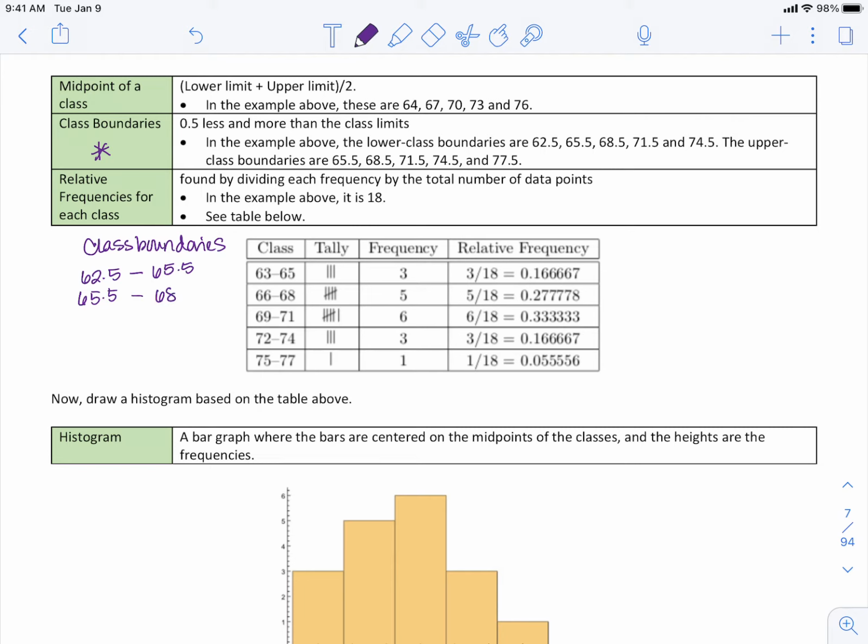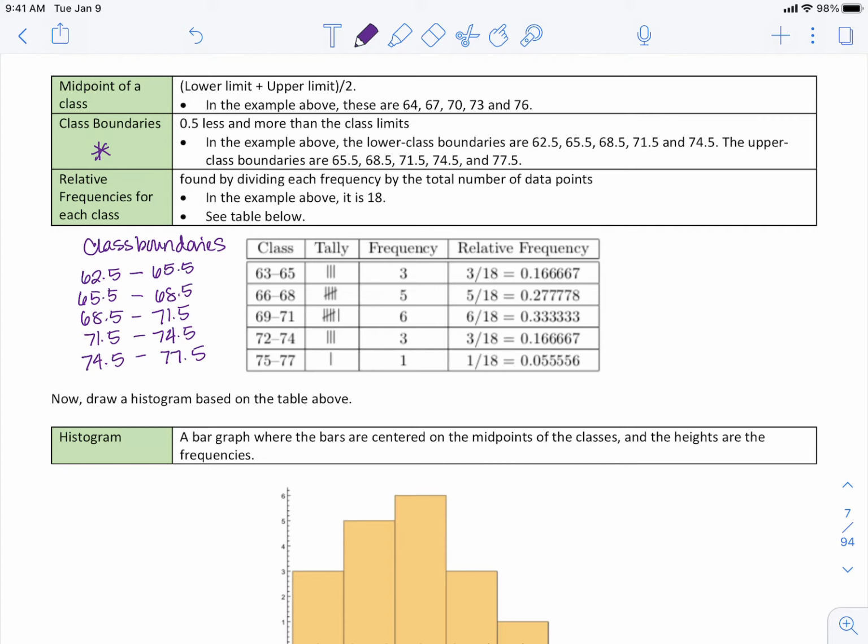So this is through 68.5, then 68.5 through 71.5, 71.5 through 74.5, 74.5 through 77.5.